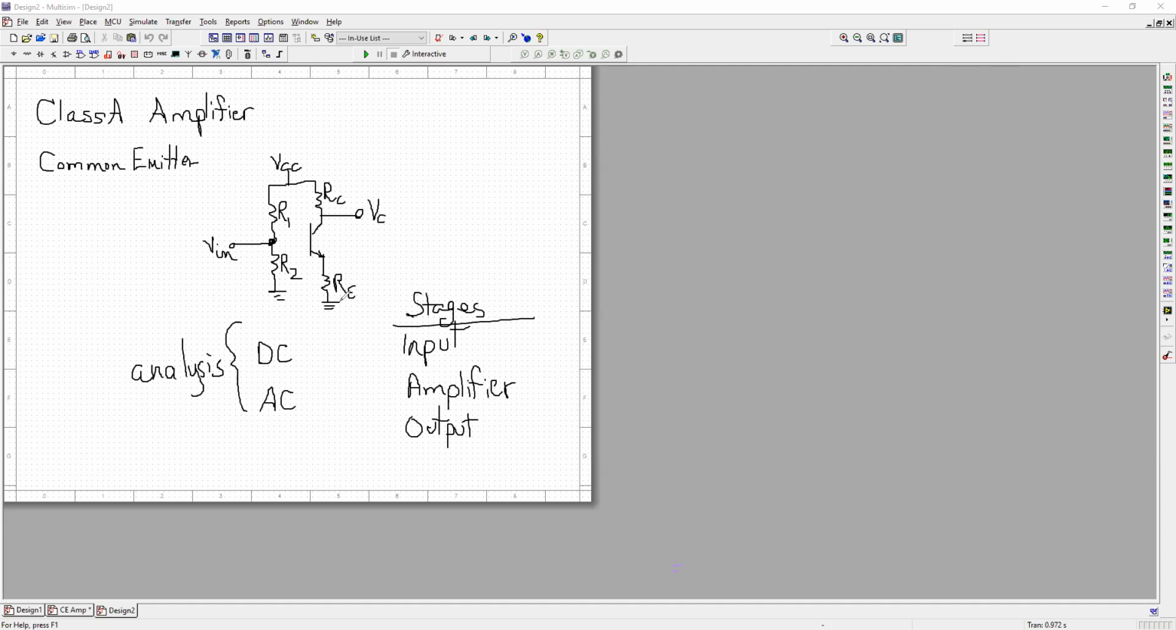We have to look at this circuit in three stages: the input stage, which would consist of this loop here, Vin and R2, and then the amplifier stage, which is everything in the center here. And then we have the output stage, which is connected to the collector. And eventually we're going to look at the effect of adding a load at that output. So let's start from the beginning.